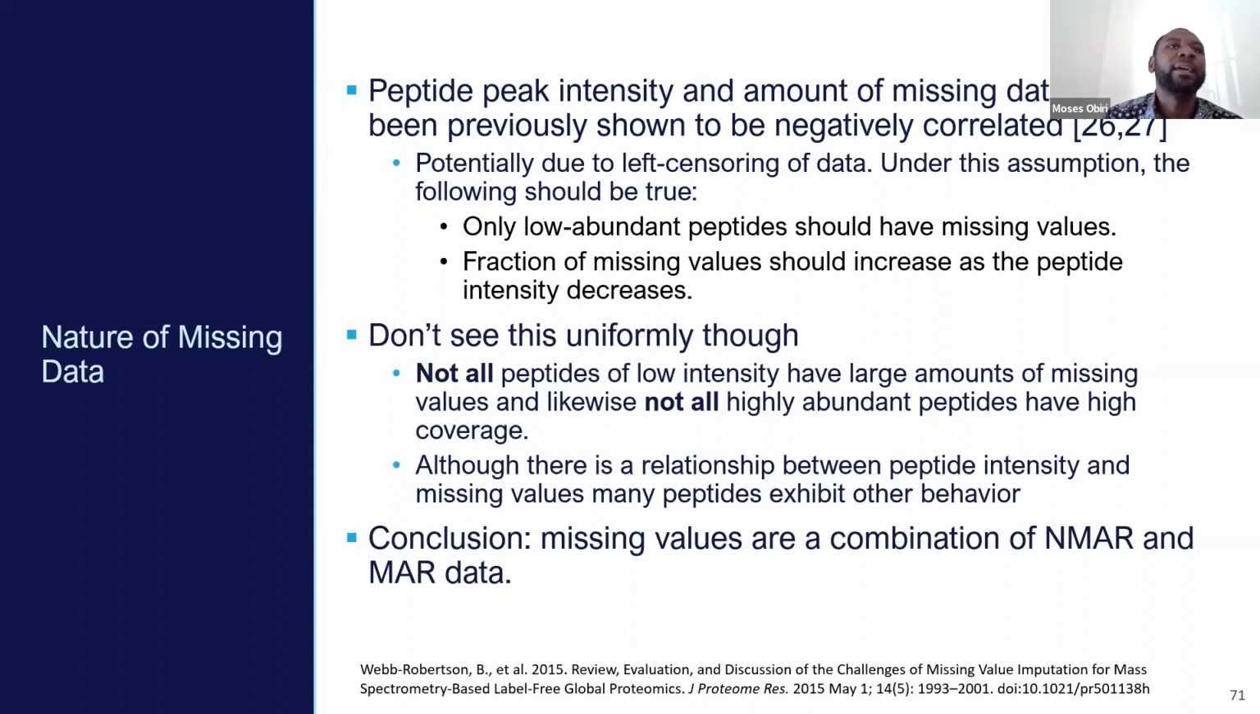But this is not uniform across all peptides, which means that not all peptides of low intensity have a large amount of missing values, and likewise, not all highly abundant peptides have high coverage. This means that the missingness that occurs here is a combination of not missing at random and missing at random.